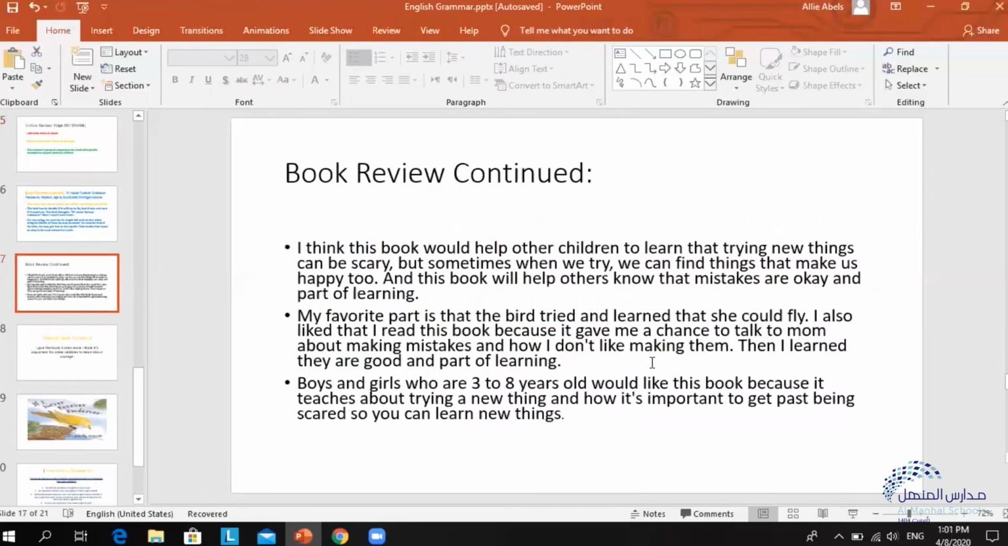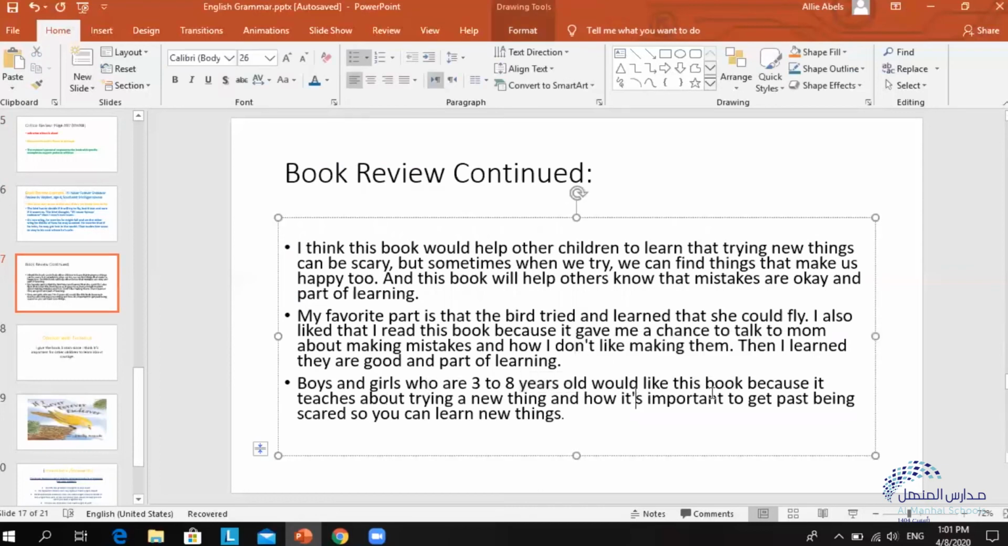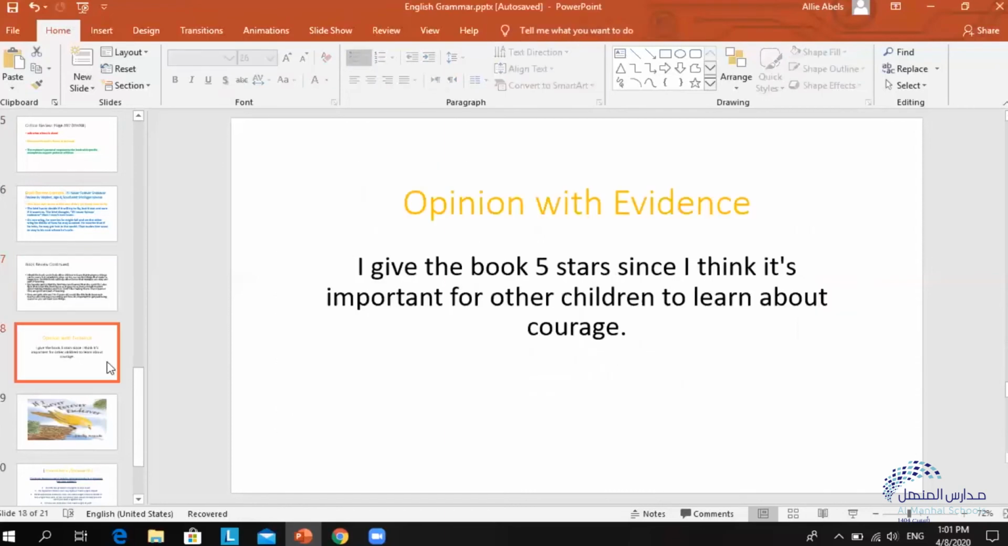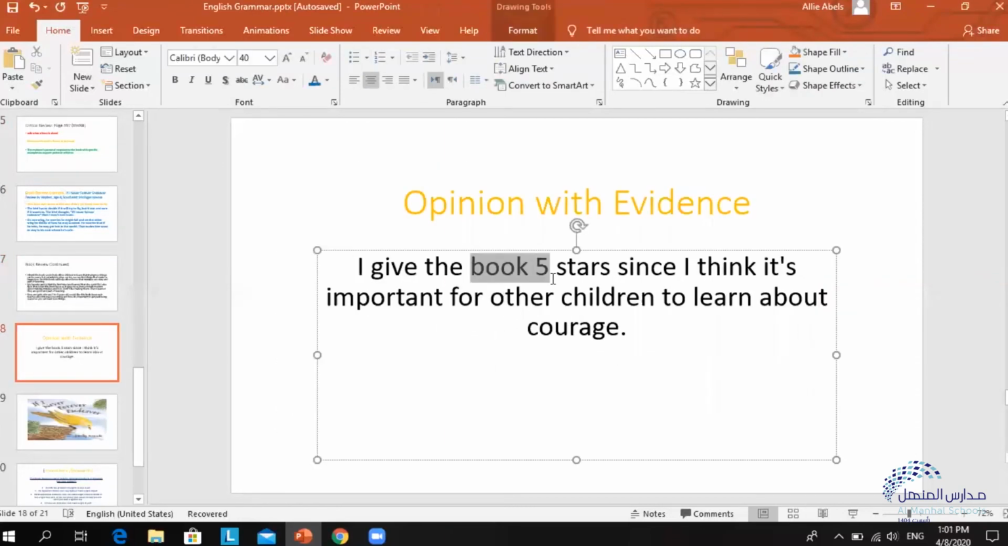He told us that if you want to learn, you can learn by trying. That is the most important part of the book, and it's okay to make mistakes. That is what he's stating in his critical review of the book. Okay, and then further he goes on, "Boys and girls who are 3 and 8 years old would like this book because it teaches about trying a new thing and how it's important to get past being scared so you can learn new things." And then at the end he says, "I give the book 5 stars since I think it's important for other children to learn about courage."